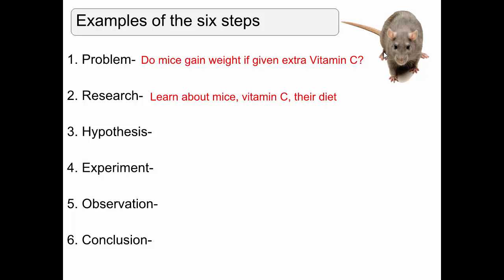So we often will phrase this as if something, then something. So one way to phrase it: if mice are given extra vitamin C, then they will grow larger. That could be your prediction. And using this experiment, we will figure out if that hypothesis is actually correct.